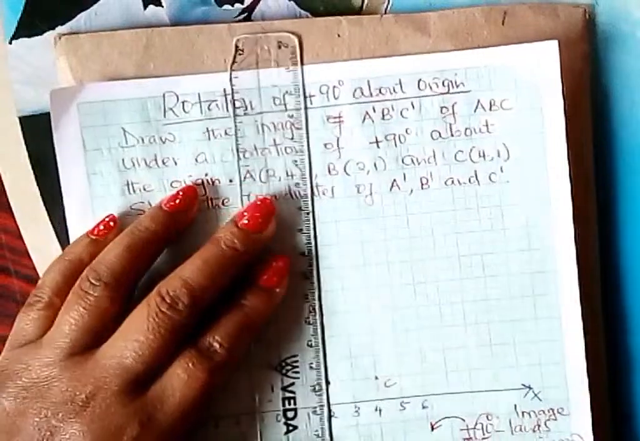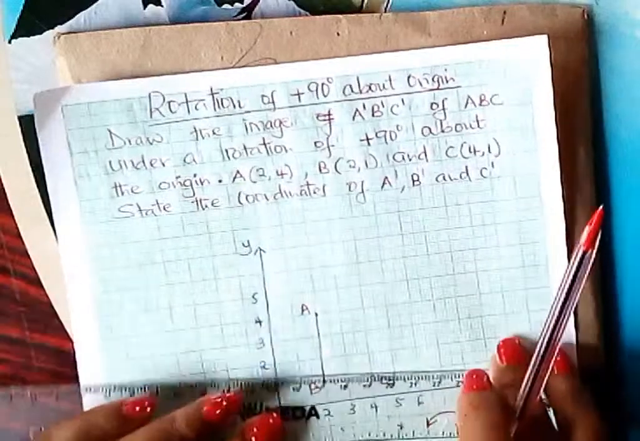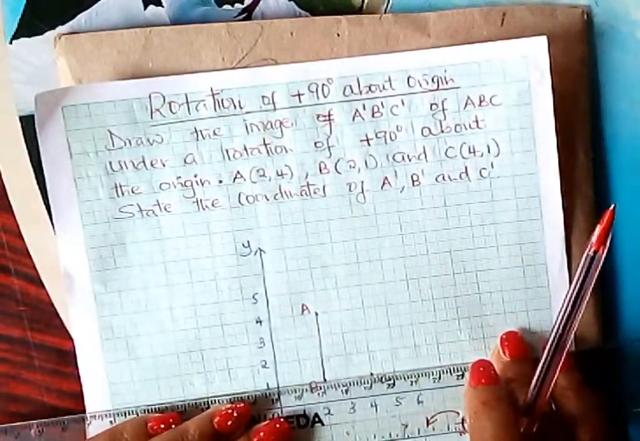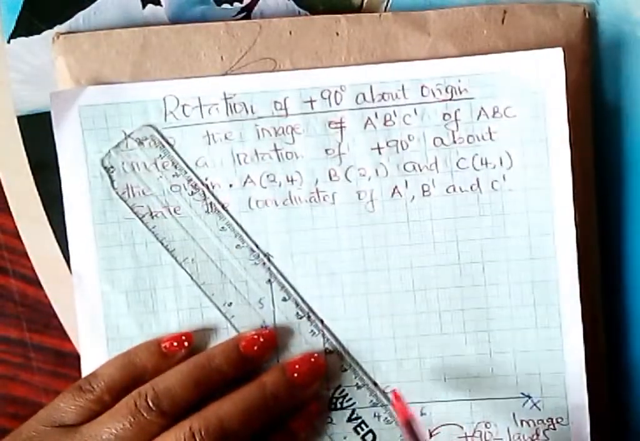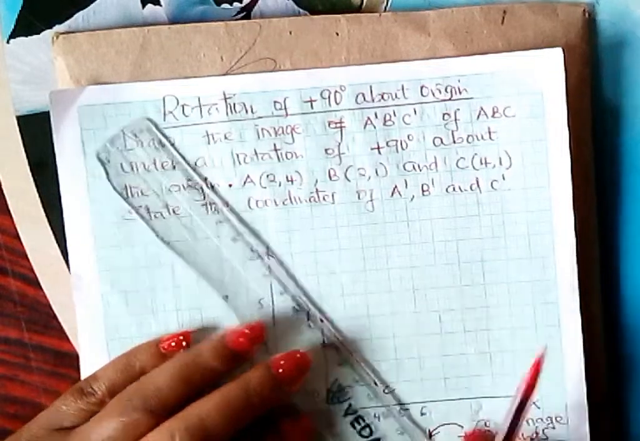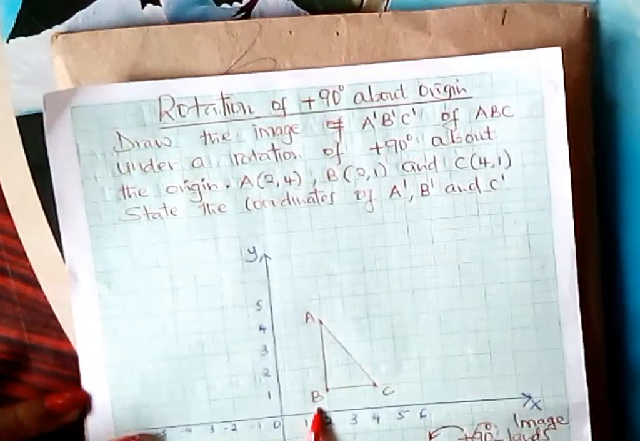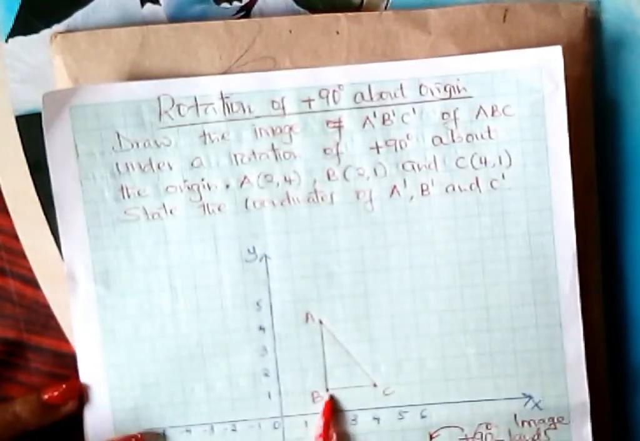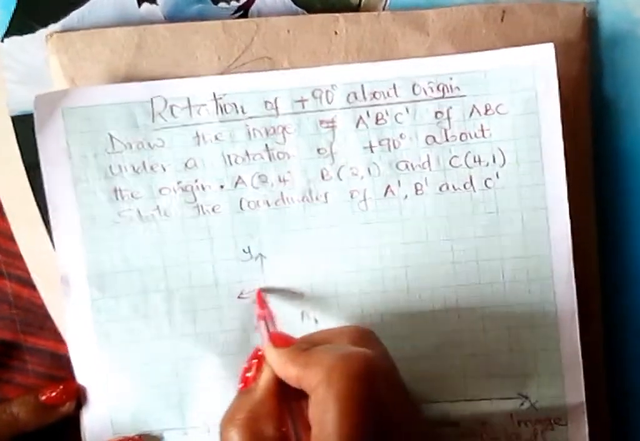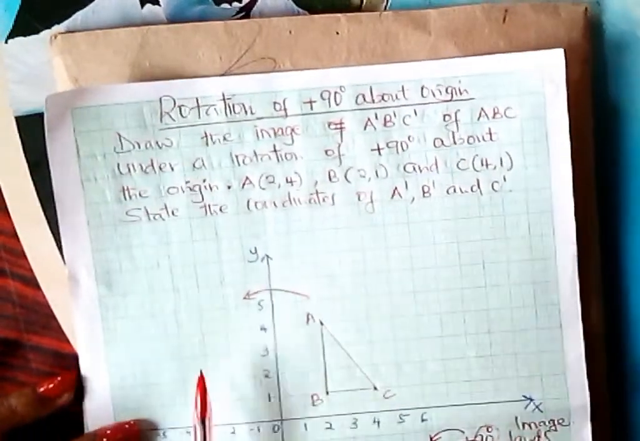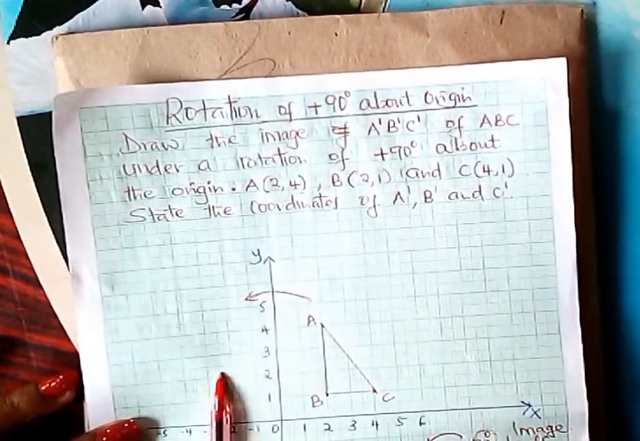So you join the points A to B. You go to B, you join it to C. And finally, C to A. So that is our object, learner. We now need to rotate it, to give it a positive 90 degrees rotation about the origin. So it will move this way, in the anti-clockwise direction, and land on the next quadrant, to this quadrant here, the immediate quadrant.